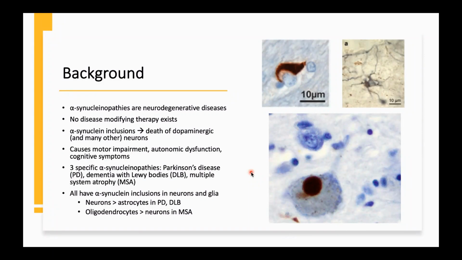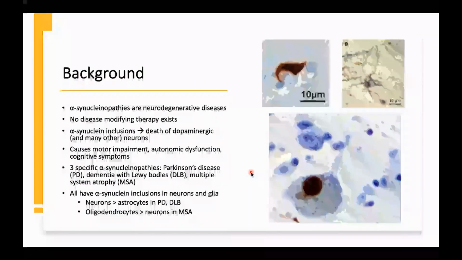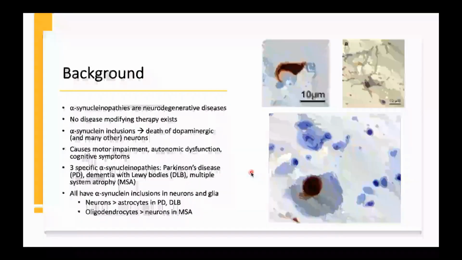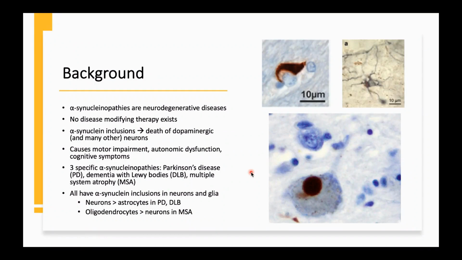There's 3 specific diseases that fall under the broad category of alpha-synucleinopathies. Those are Parkinson's disease, the most common one, dementia with Lewy bodies, and a rare disease called multiple system atrophy. And all of these diseases, as I said, are defined by inclusions composed of alpha-synuclein. But what many people don't realize is that these inclusions are present in both neurons as well as glial cells to varying extents depending on the disease.